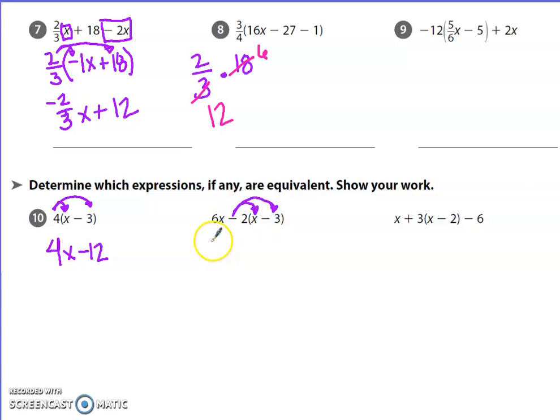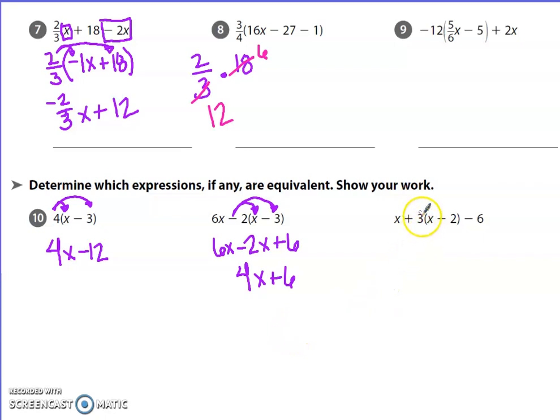But that 6x stays the same. 6x. Negative 2 times x is negative 2x, and negative 2 times negative 3 is positive 6. 6x and negative 2x are like terms together, they're 4x. Those aren't the same.